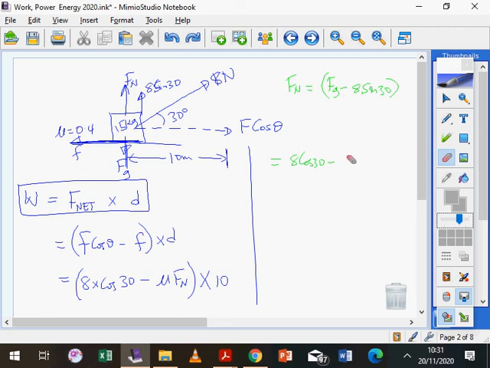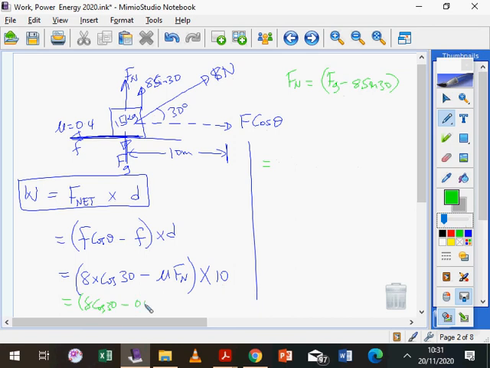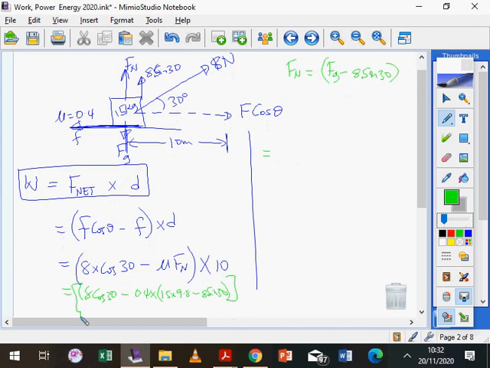Right, this again, my net force, set down here: 8 cosine 30 minus 0.4 times the normal force, which is mass times gravity, 15 times 9.8 minus 8 sine 30. All of that multiplied by 10 is going to be the work done. So the general equation for work done, the only reason for this example is that we have to consider the net force, right? The net force multiplied by the displacement that net force causes the object to move.